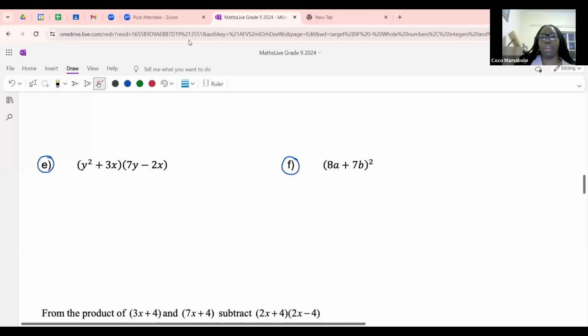Okay. I can't just decide that I'm going to do this. I'm not just going to go that. Yes, Jenna, absolutely. I can't do that. That's the wrong thing to do. What this tells me is that this bracket needs to be written out twice. It's being multiplied by itself 2 times. Okay, so that means I'm going to write 8a plus 7b, and again, 8a plus 7b. Okay, and then I can do FOIL.